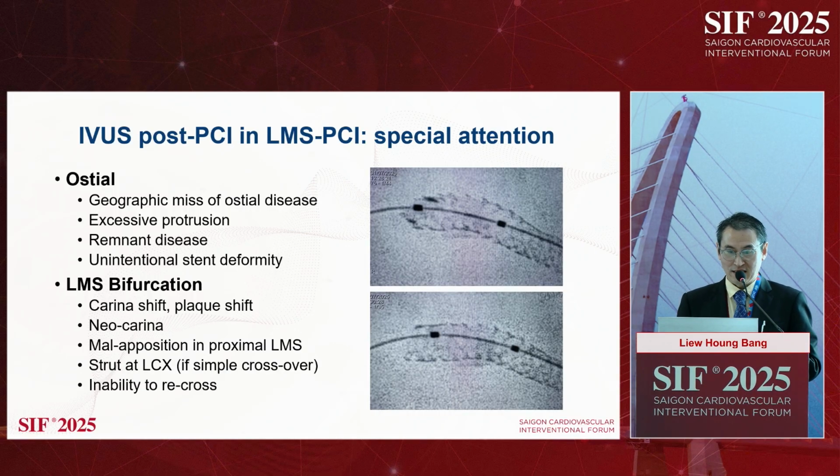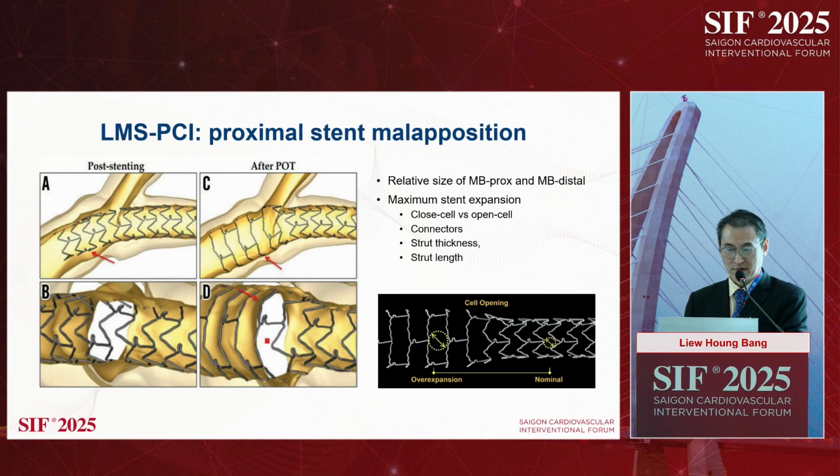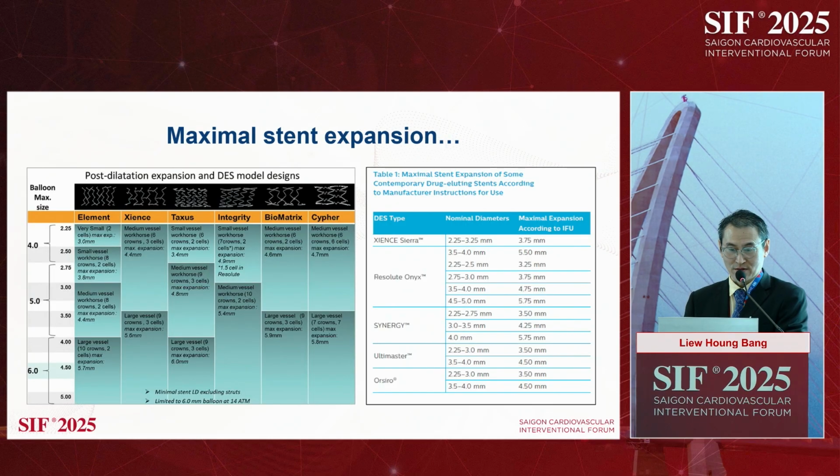Now, particularly in the left main, there are certain things that we need to look out for. For ostial lesions, we sometimes have a geographic miss. We might have excessive stent protrusion. We may have remnant disease or even unintentional stent deformity, where the collision of the guide crushed the stent edge. For left main bifurcation per se, we might have, as we heard, carinal shift, plaque shift, and of course, even malapposition proximal to the left main, when the stent sizes are very discrepant between the proximal and the distal segment. So here's an example where you have a proximal stent which is hanging, and this is where you have to take note, and the IVUS will be able to see it.